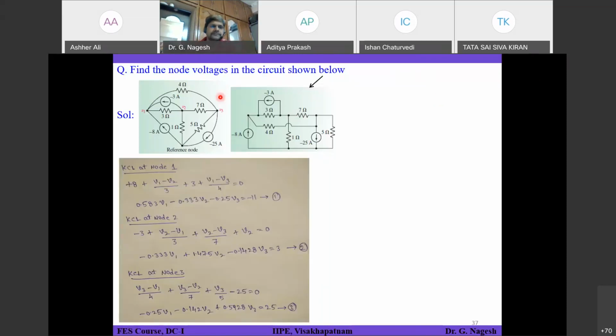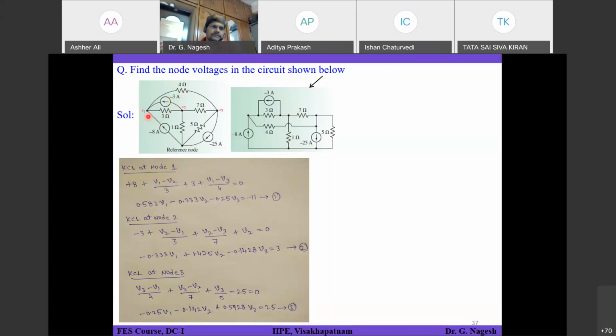Okay. So first equation, let's consider node 1. How many branches are getting connected to it? You have 4 branches. One is this minus 8 amperes current source, 3 ohms resistor, minus 3 amps current source, and 4 ohms resistor. So 4 branches are getting connected. So you should have 4 terms in your equation.